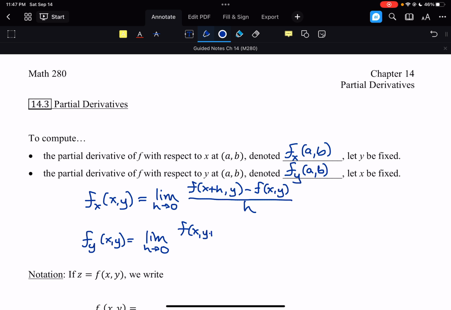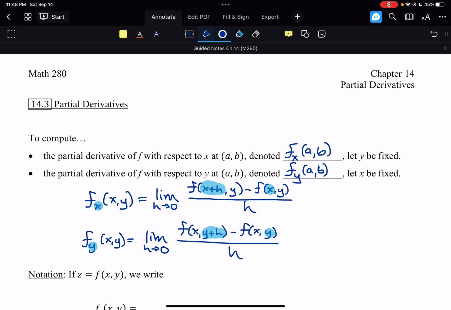You can see in these formulas, they do very closely mirror the Calc 1 limit of the difference quotient that we use to define the derivative. Of course, the function has two variables, but we're only working with one variable at a time. For the partial with respect to x, we let x be the one that changes and y stays the same. And then for fy, we let y be the one that changes and x stays the same.